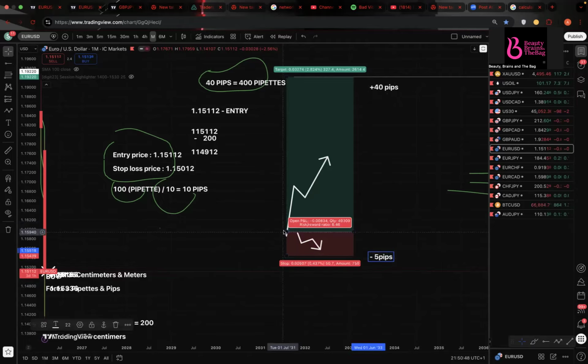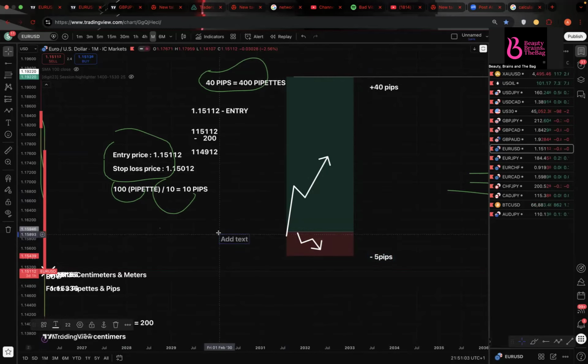This is the price. If the price was like 10 and it's going lower than 10, this is negative now. So if the entry price was 500, to get the stop loss, I have to subtract 5 from this to give me 495. For the TP price, I have to add 40 to it. That'll give me 540.